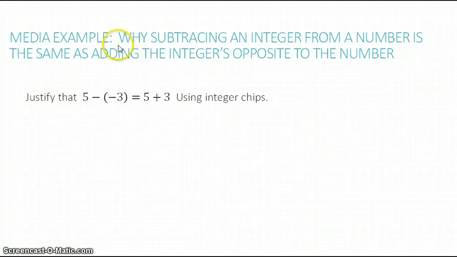In this example, we're going to justify why subtracting an integer from a number is the same as adding the integer's opposite to the number. This is going to be a really useful fact for us when we're adding and subtracting integers. So we're going to do this with an example, but my hope is that you'll see that this can generalize to any two numbers. Justify that 5 minus negative 3 equals 5 plus 3 using integer chips.